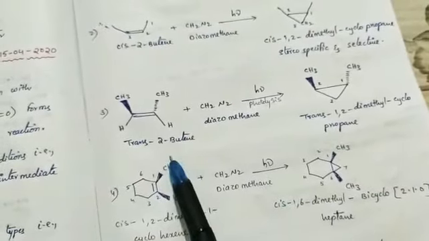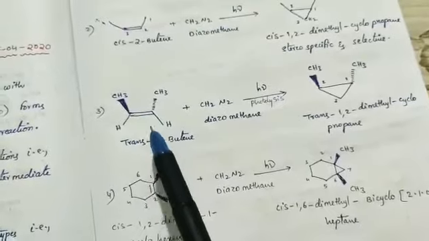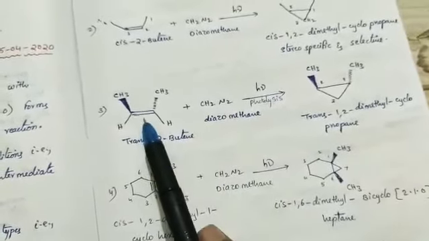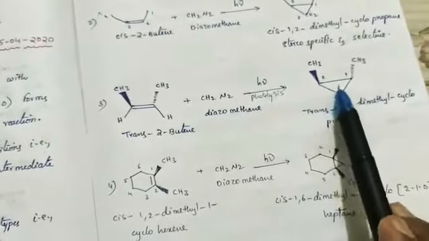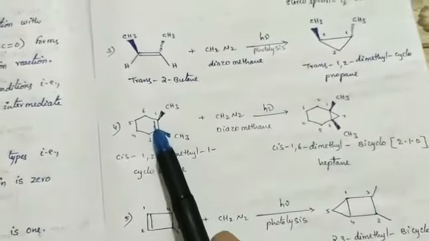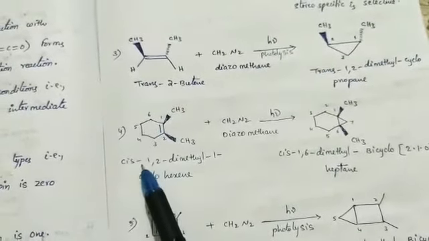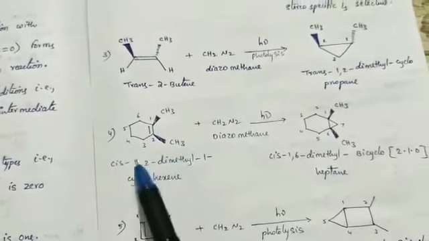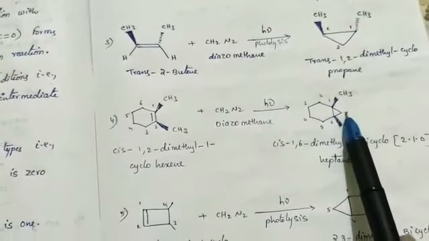Now if you take a trans compound, trans-2-butene, where one methyl is opposite to the other across the double bond, the product is trans-1,2-dimethylcyclopropane. The methylene group is inserted between the double bond carbons so that it forms a cyclopropane. Now if you take cyclohexene, where the double bond is there and the hydrogens are on the same side, it is a cis compound, and the product is cis, since it is stereoselective. The CH2 is inserted between carbons 1 and 2, so it forms a cyclopropane.